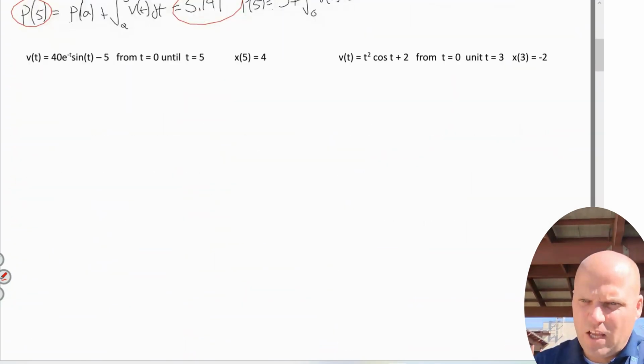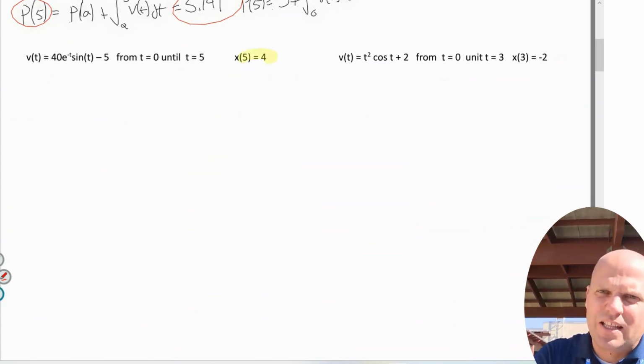Be careful. What if they give you a position at the end? The position at the end of the interval.